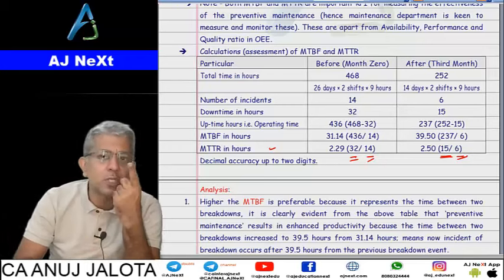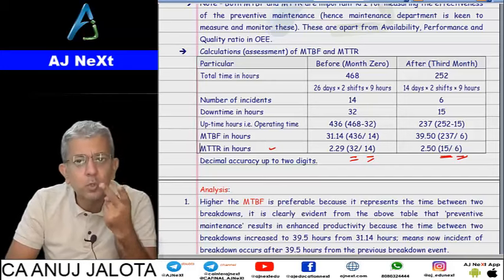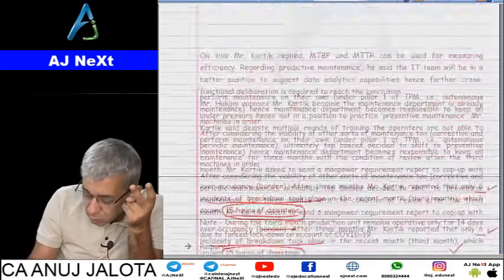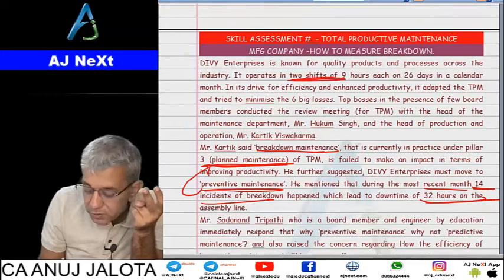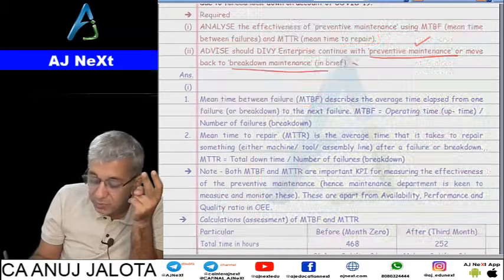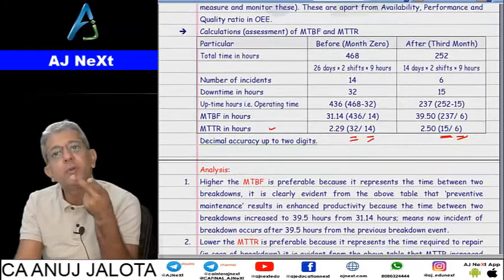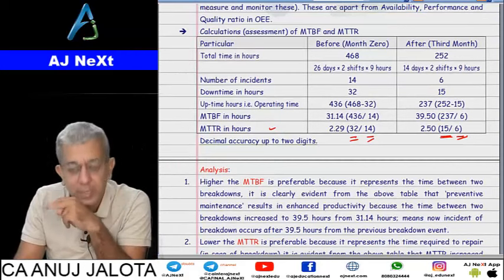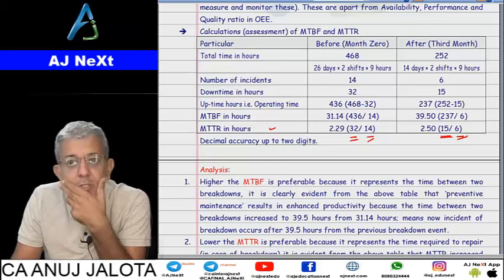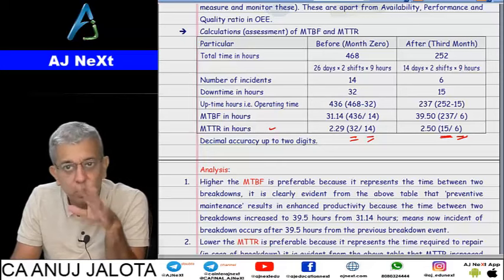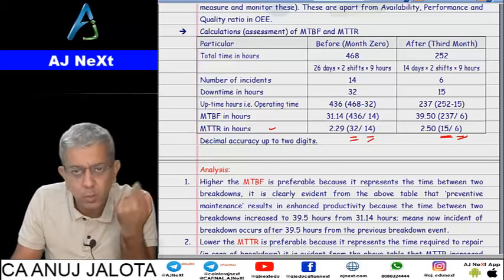So earlier the factory had to open for 26 days into 2 shifts daily, that is whatever is told to you right in the beginning, two shifts over here. It operates two shifts of 9 hours into 26. So therefore this much time is available, beta. Okay. So 26 into 2 into 9 hours, and over there 14 into 2 into 9. So 468, and over there that particular figure will be how much? 252. Okay. Number of incidents, 14, 6, that we all know.